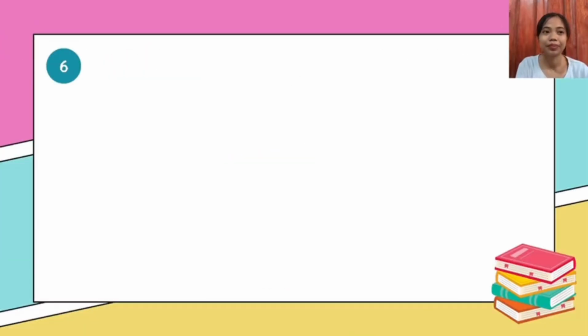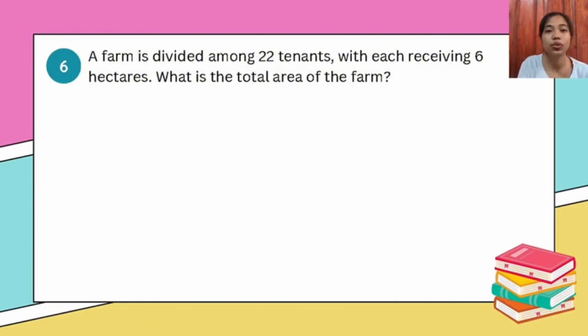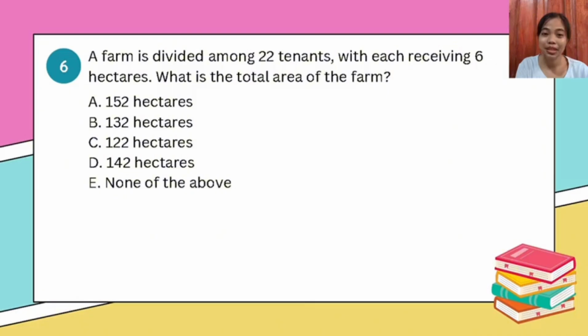Number 6. A farm is divided among 22 tenants, with each receiving 6 hectares. What is the total area of the farm? We are looking for the total area of the farm. So all of them have 6, right? But here are the choices. A. 152 hectares, letter B, 132 hectares, letter C, 122 hectares, letter D, 142 hectares, and E, none of the above. So there are 22 tenants and each of them receives 6, meaning to say we're just going to multiply the 2 values.